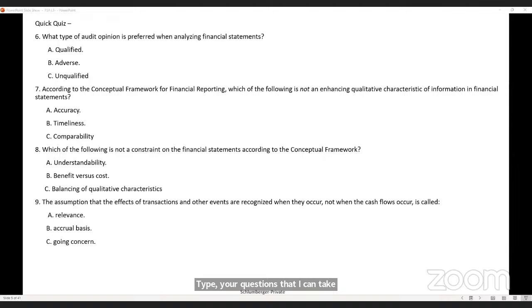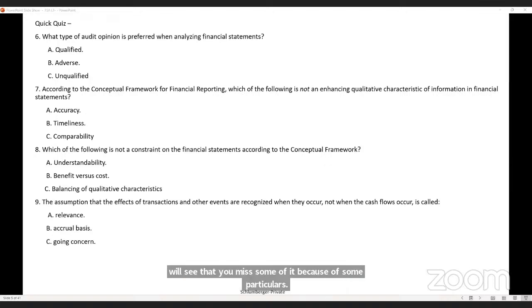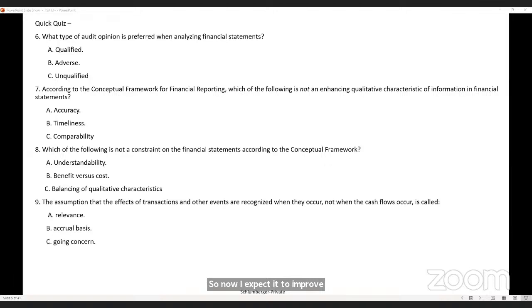I just want to test your stuff so I can see that you guys have actually, of course, you must have read, but now this time period is how to be calm and distill the way the questions are going to be structured. You will see that you miss some of it because of some particular stuff. So now I expect you to improve upon that, right?